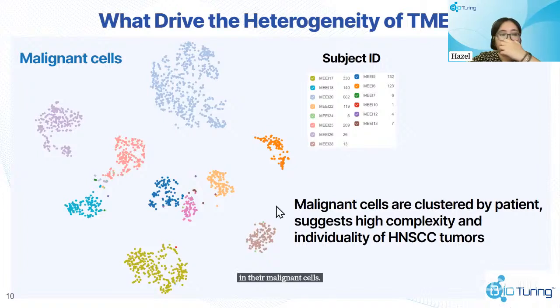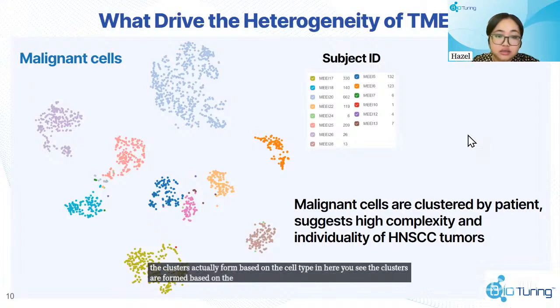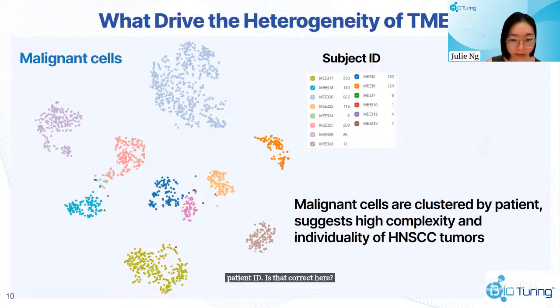Yes, this is very interesting. It's in contrast to the non-malignant cells, where the clusters actually form based on the cell type. In here, you see the clusters are formed based on the patient ID. Is that correct here? Yeah, that's right. So, okay.